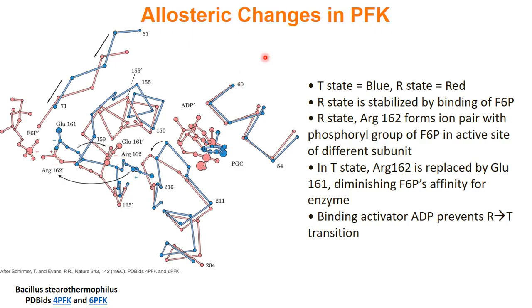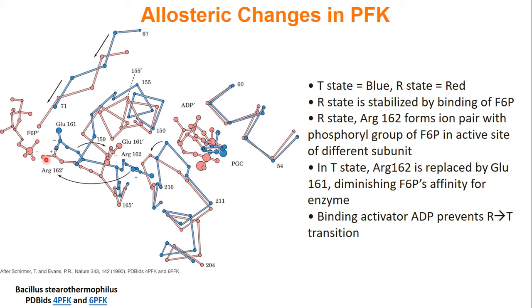Alright, so let's see how this mechanism works. We're looking at the enzyme binding pocket for F6P here. T state is blue, R state is red. The R state happens when you bind F6P, which makes sense because that's your substrate. So if you bind that, you want to be active. What happens is that arginine 162, so here's the T state arginine 162, swings all the way over to F6P. And now you have this salt bridge or positive-negative interaction happening.